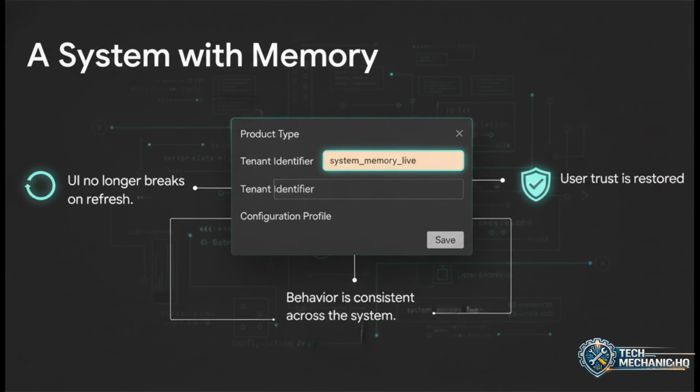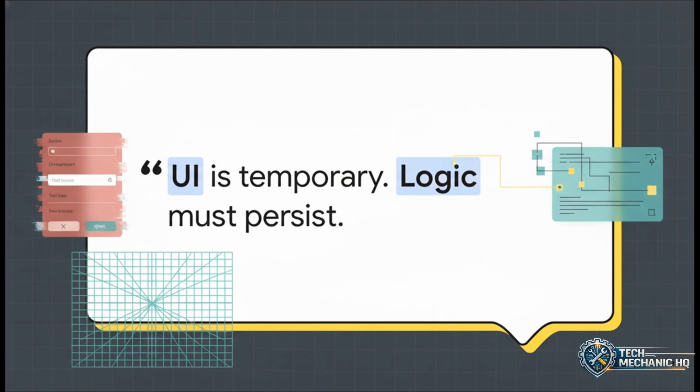So let's just recap the win. The UI no longer breaks on a refresh. That core problem? Solved. And because the logic is now persistent, this consistent behavior shows up everywhere across the app, not just on this one form. And maybe most importantly, that user trust that was slowly bleeding out, it was restored. The system finally had a memory. And it really all boils down to this one powerful idea.